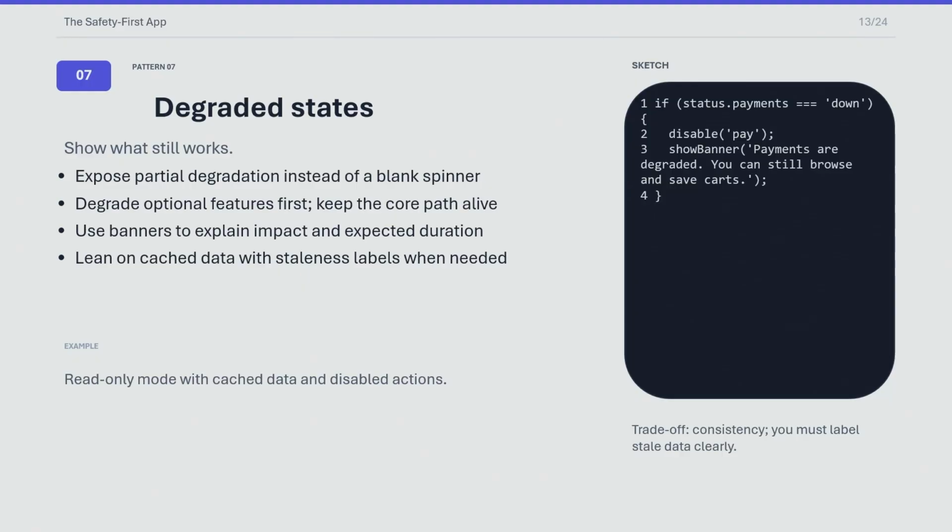Part of the sketch, as you can see over there, shows, for instance, that if the status for payments is down, then you look at degrading pay. From there, a banner is shown: payments are degraded, you can still browse and save carts. So you clearly show what can be done, instead of leaving the user wondering, can I do that? Can I not do that? So it's quite important. But as part of that, you need to consider the trade-off in consistency, because you need to label the stale data clearly. You need to label what is stale and what might not be, and what is still consistent with what you would expect.